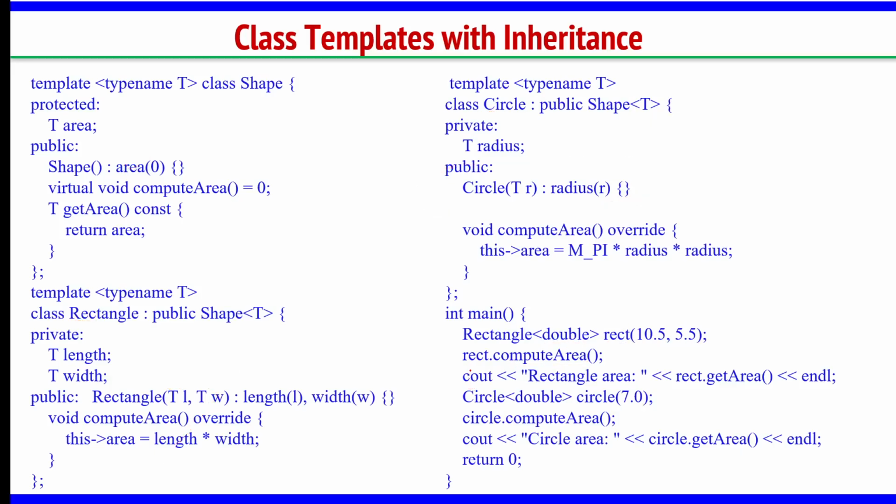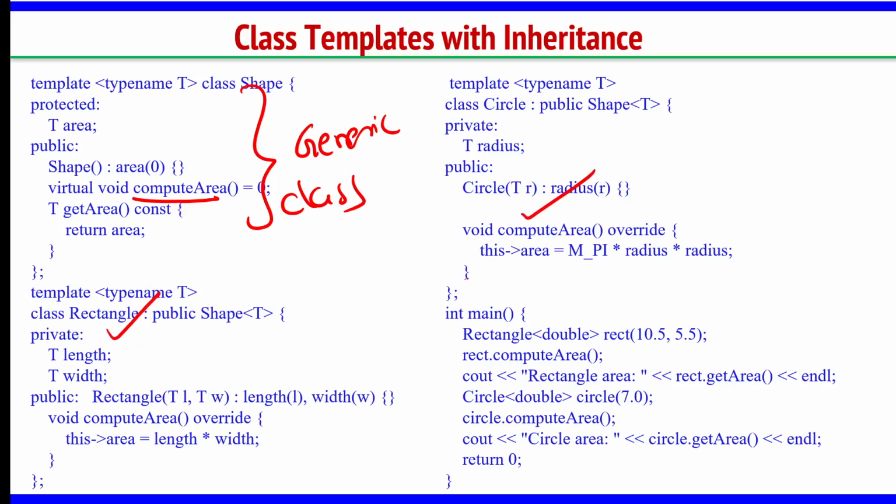The point here is to show that you are having one generic class. The generic class has a function computeArea, which I am using in this class, and in this class. Why did I define this as a pure virtual function? If you write function equal to 0, this is called a pure virtual function.